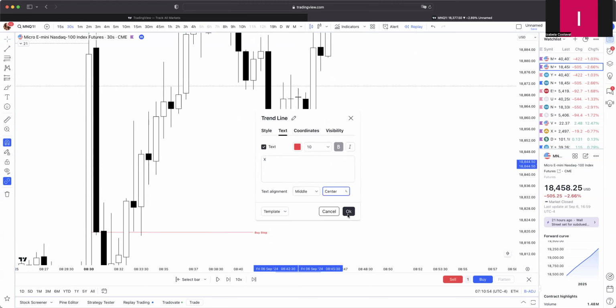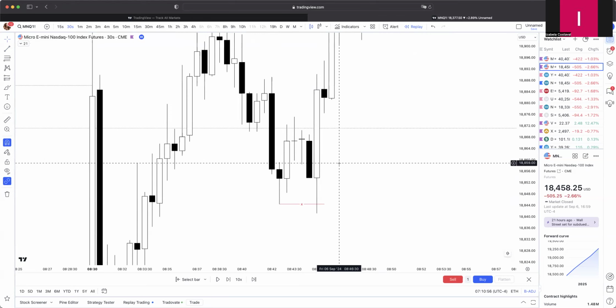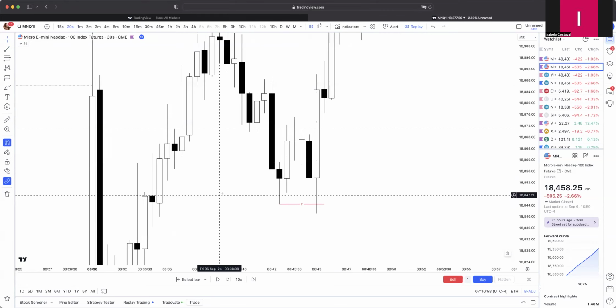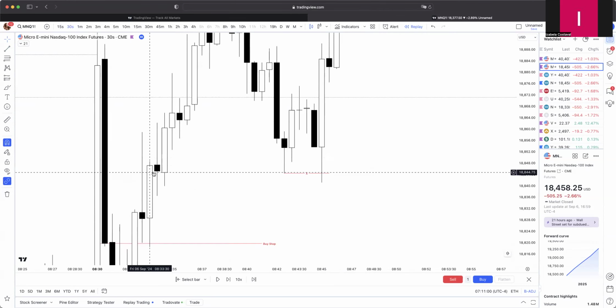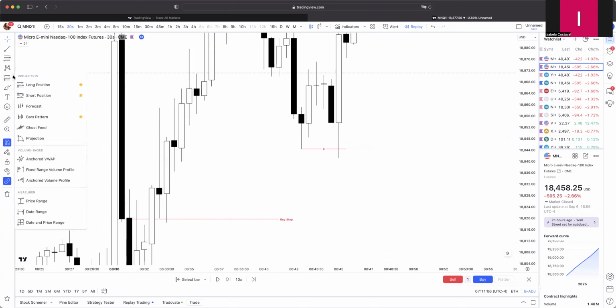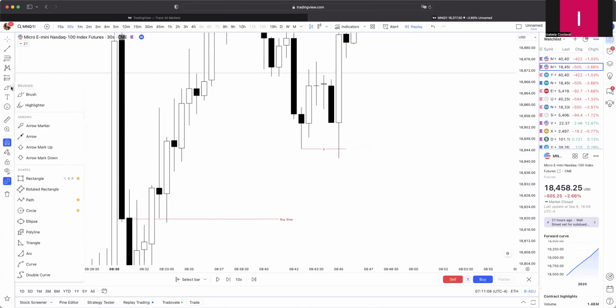There we go. So we had this drawn liquidity. This is a propulsion block, which is a type of order block. I just want to point that out.